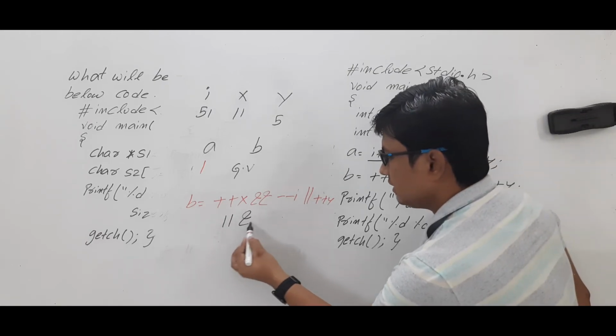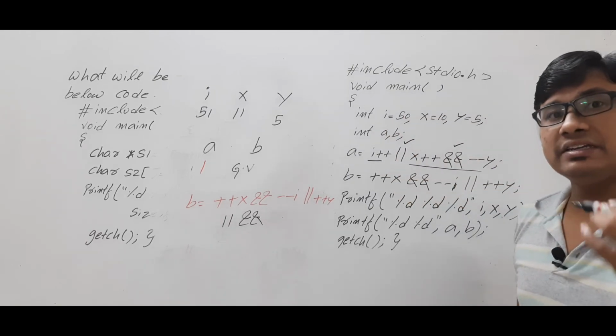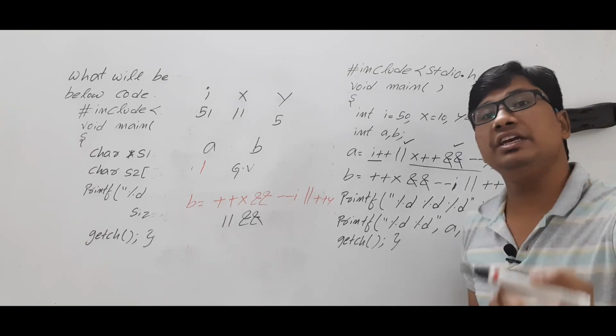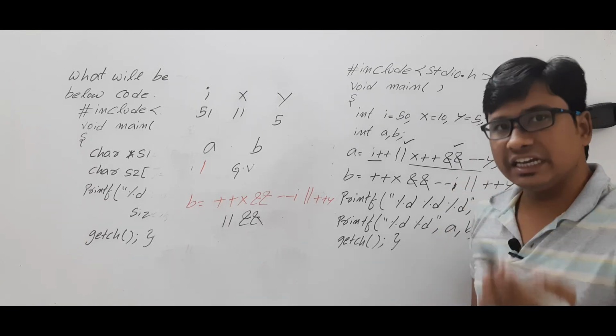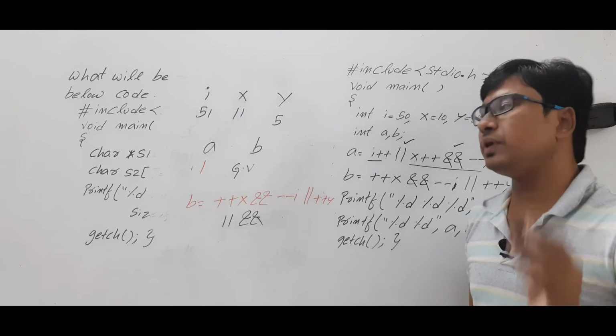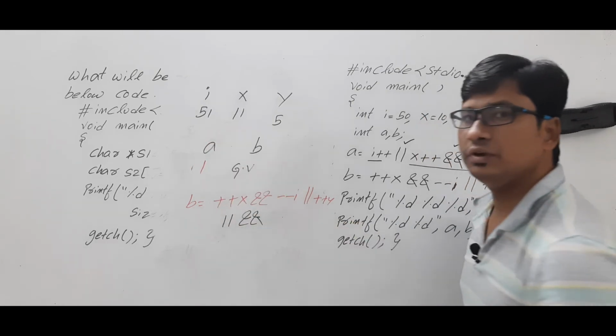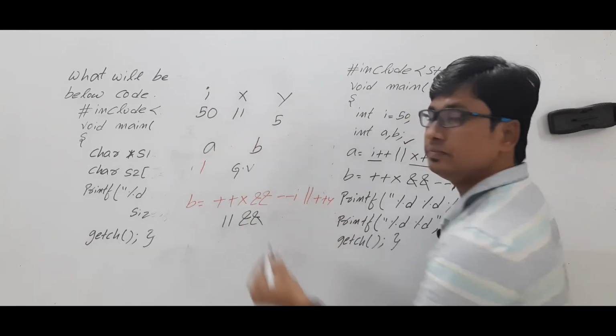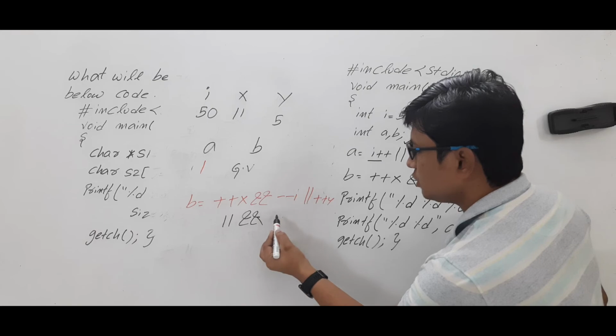Logical AND --i. Minus minus i is again a pre-decrement. First you need to decrement the value, then you need to assign. What is the i value? 51. First decrement it, it will become 50. Okay, so that you will assign.